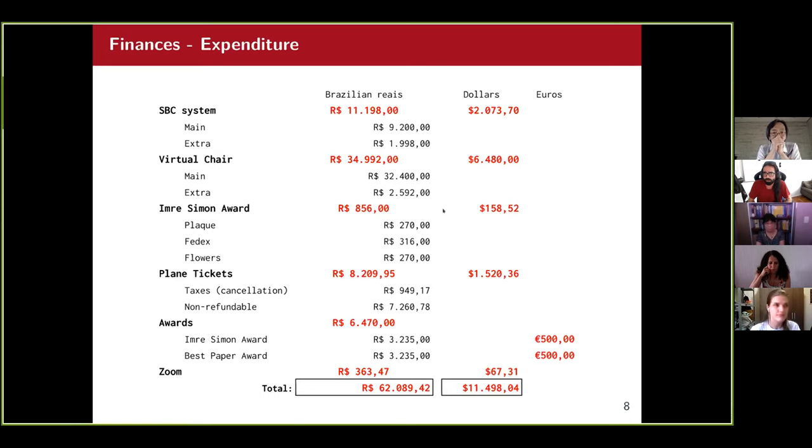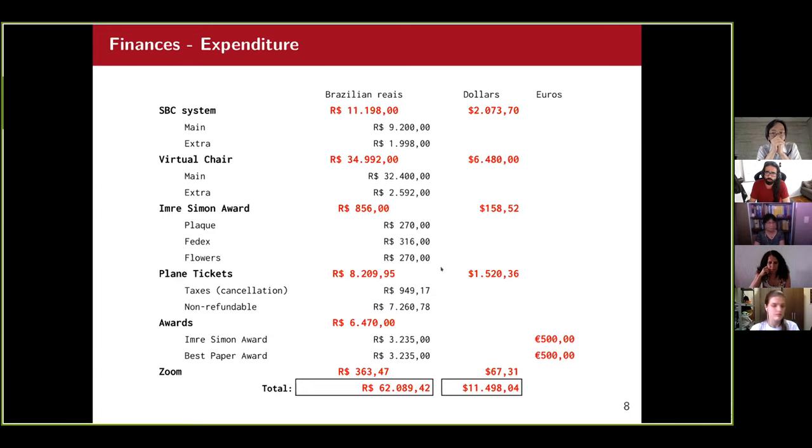And also we got some flowers, and this was about 800 reais. And as my friend Carla mentioned, we had already bought some of the plane tickets. To be precise, we bought 6 plane tickets for the invited speakers.